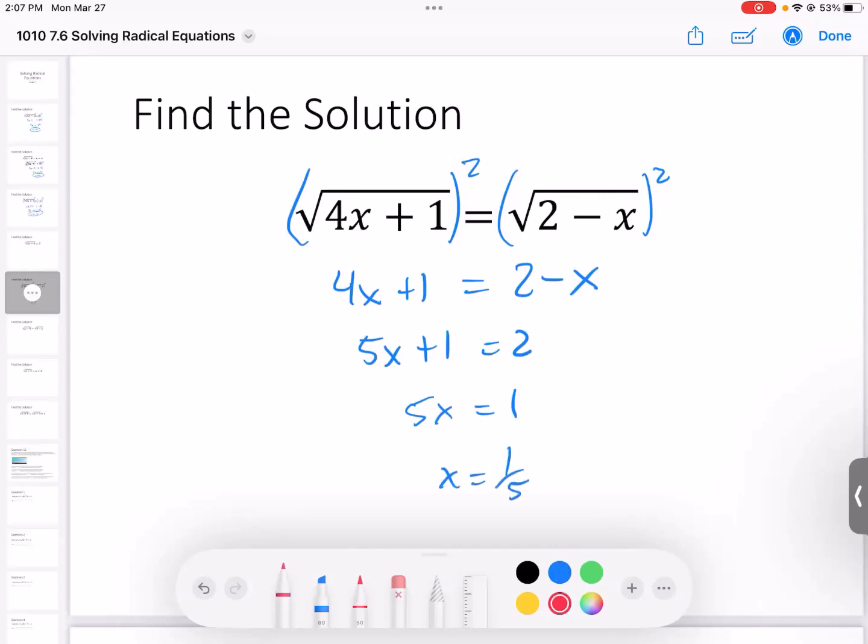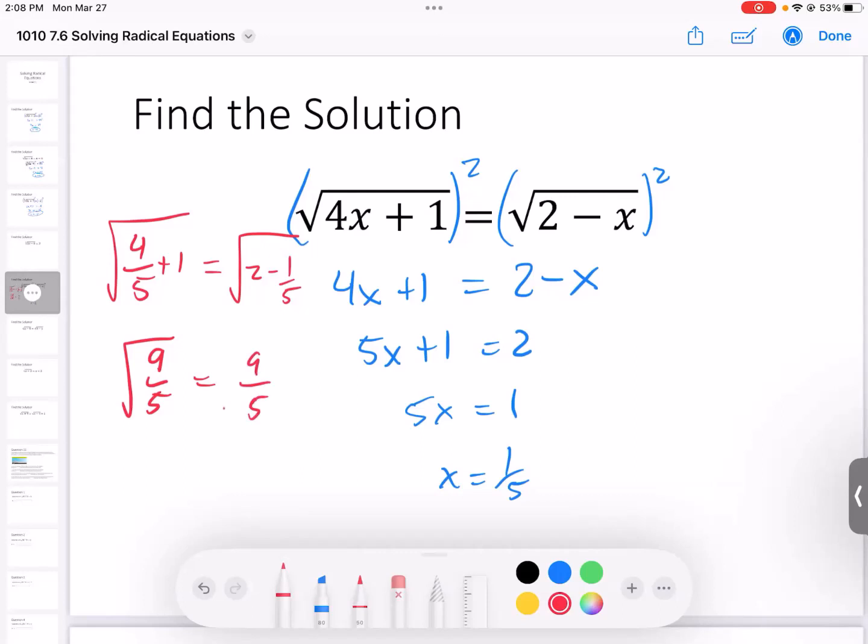Then just like all of our equations, you always want to make sure that that actually does make the equation true. So we say 4 times 1/5 will be 4/5. And if I add 1 to that and square root that, is that equal to the square root of 2 minus 1/5? And if we think about it, 4/5 plus 1 is going to be 9/5. So we get the square root of 9/5. 2 minus 1/5 is the same as 10/5 minus 1/5, which is also 9/5. So we get the square root of 9/5 equals the square root of 9/5. That's true. And so that would be a solution.